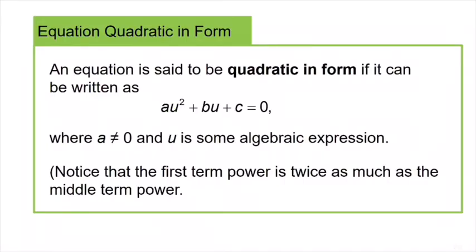Now the thing to notice about quadratic equations is that the power of the first term has to be twice as much as the power of the middle term. So, if you could see the exponent here, it would be a 1. And so 2 is twice as much as 1. So any equation that has the property where the first term's power is twice as much as the second term's power, we can always think of those as a quadratic equation in order to get them solved.